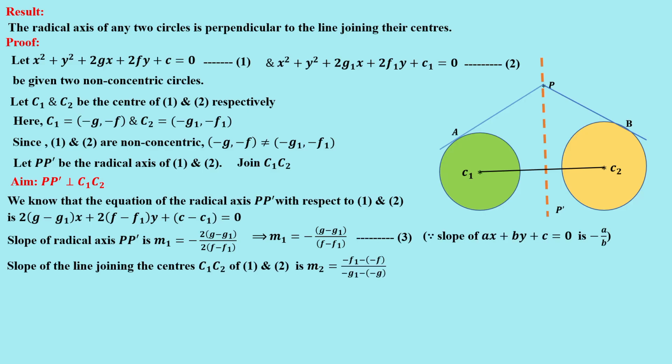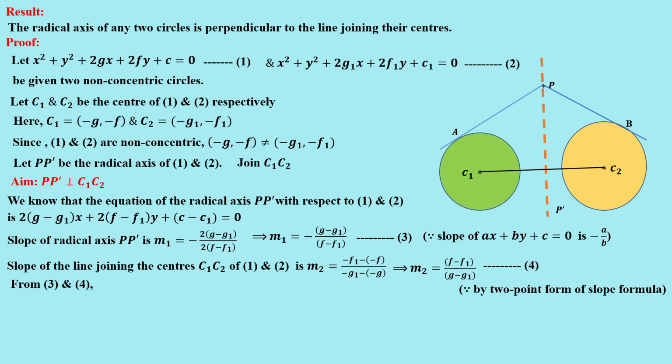Now the slope of the line joining the centers C1, C2. We are using the two-point form of the slope. If (x1, y1) and (x2, y2) are two points, then the slope of the line joining them is (y2 - y1)/(x2 - x1). Here we use C1 and C2: C1 = (-g, -f) is (x1, y1), and (-g1, -f1) is (x2, y2). So, with M2 as the slope, M2 = (f - f1)/(g - g1). That is equation number 4.